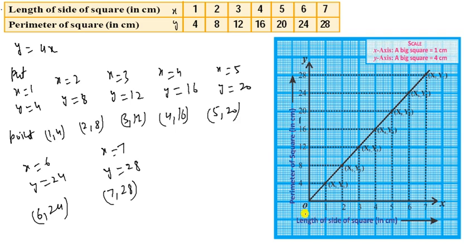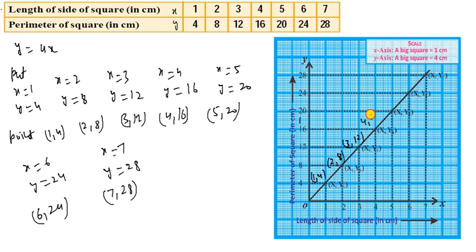So you can see here. Let us see what will happen. First of all it is 1, 4, so you have to write 1, 4. So where is 1, 4? You can write here 1 and 4. So it is 2 and how much? It is 8. It is 3 and how much? It is 12.